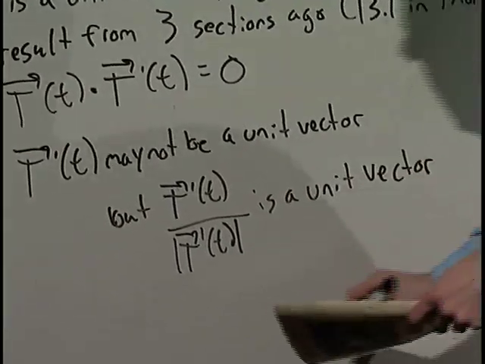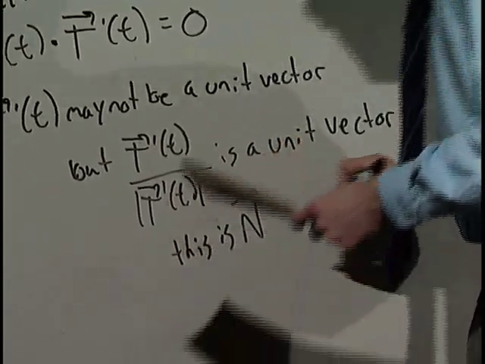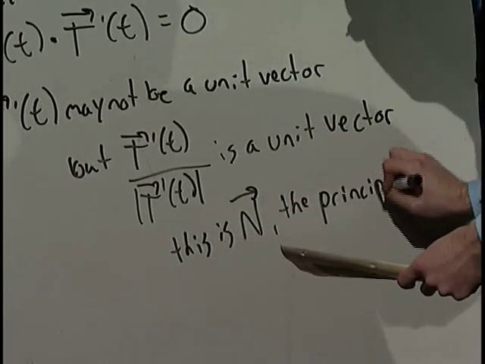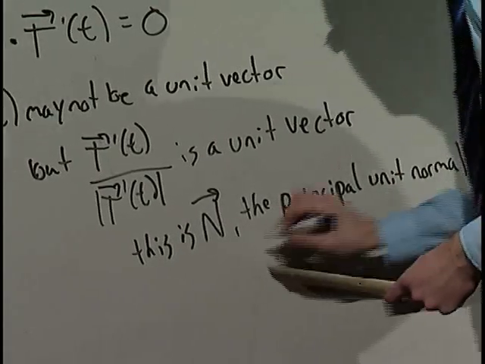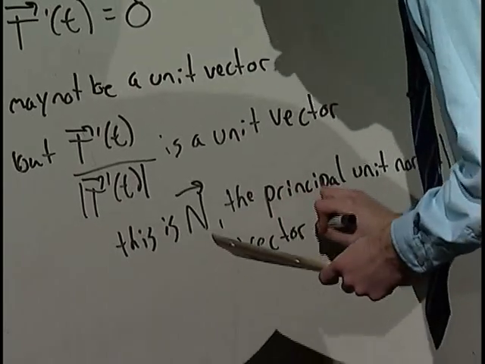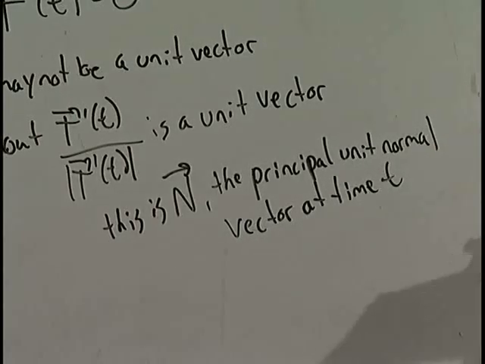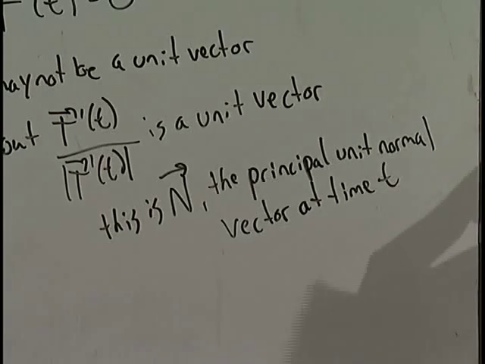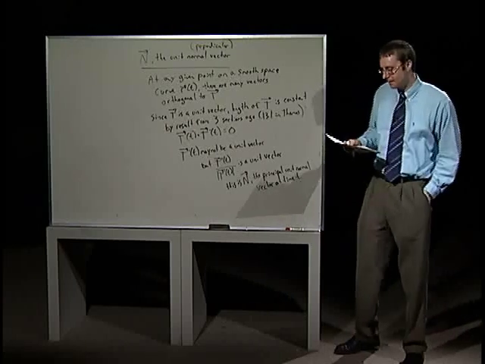And in particular, this is called N, the principal unit normal vector at time t. There's a mouthful for you. So that's N, the principal unit normal vector at time t. So again, we have some unit tangent vector, and now we have a vector that is orthogonal to that vector and a unit vector. Okay?